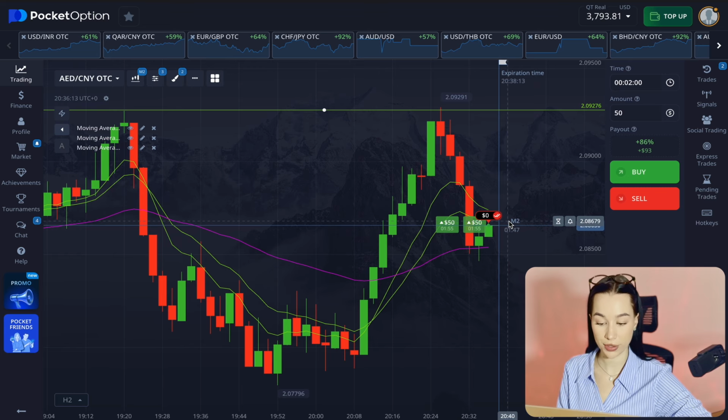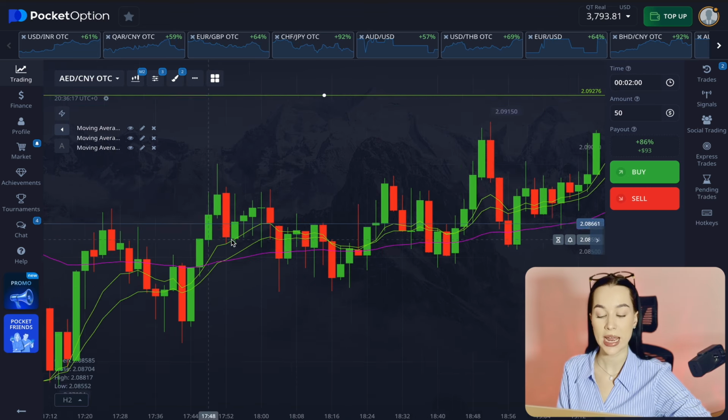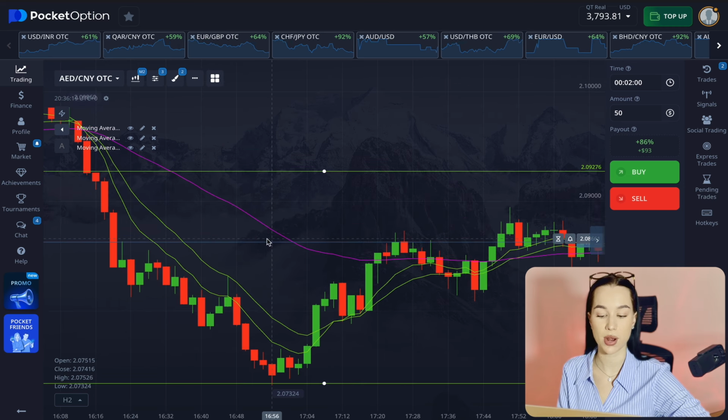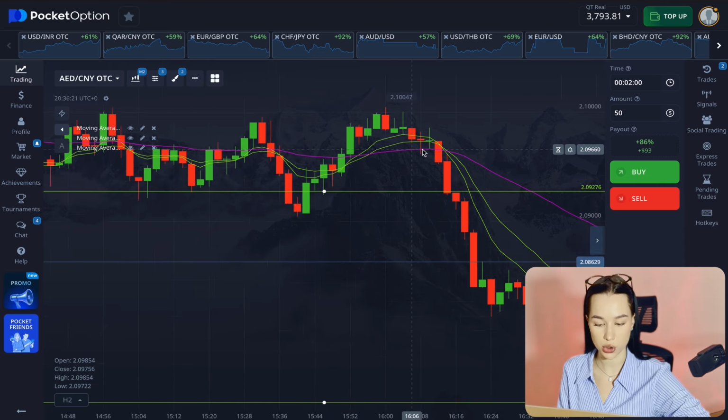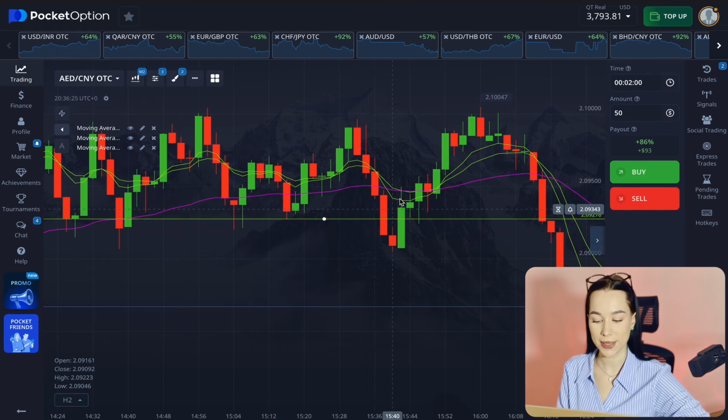And let's talk about the moving averages. If you see the 2 green moving average lines crossing each other and going up in the same direction, and the price is also higher than our 2 green moving averages, that is definitely a buy signal.